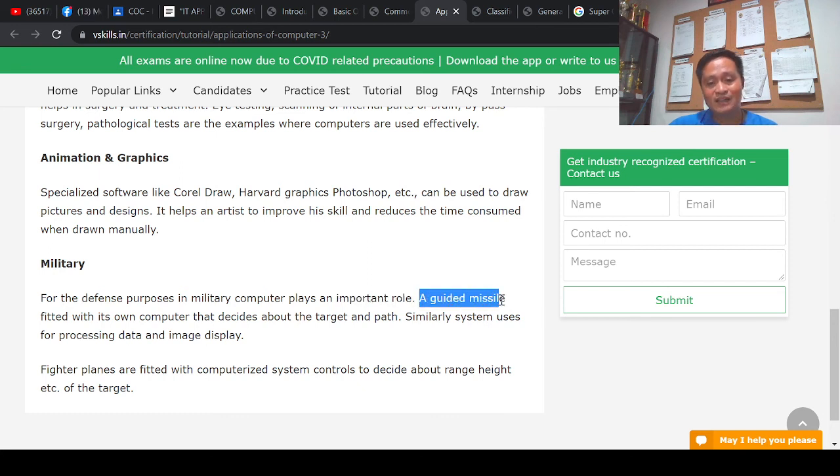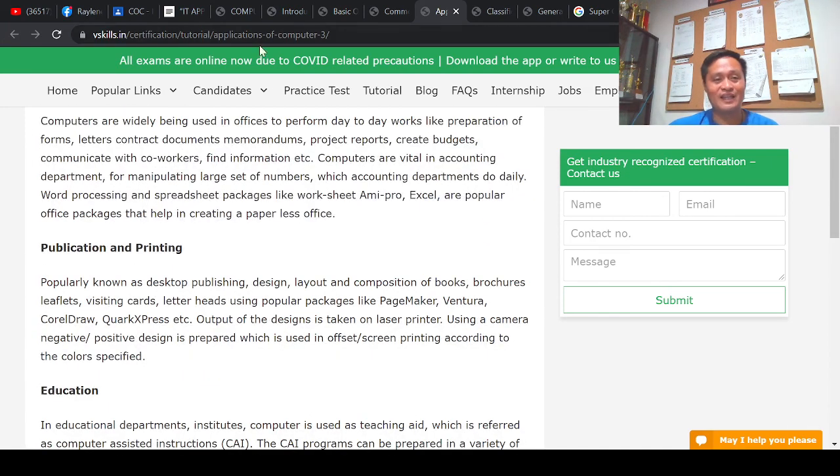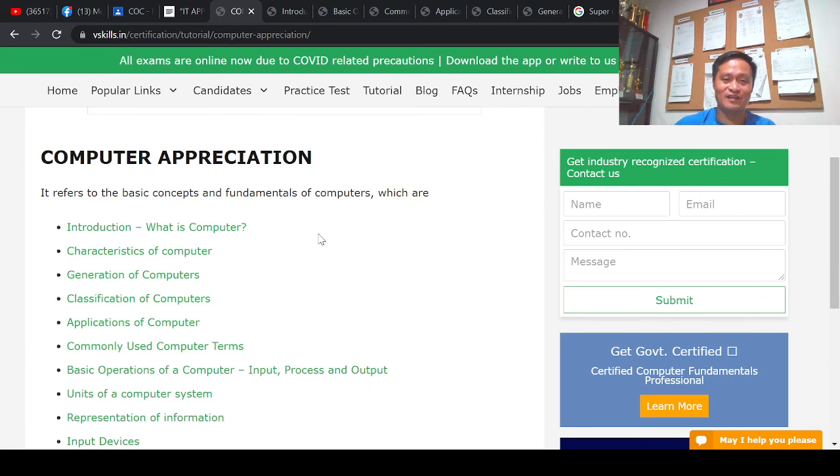Guided missiles, look at this. If you can remember the Israel against Gaza conflict, guided missiles are fitted with their own computer that decides how to target a particular path. And with the presence of the Iron Dome system from Israel, it will counter the guided missiles from Gaza. And they're using computers. Okay, so I think that's it for now.